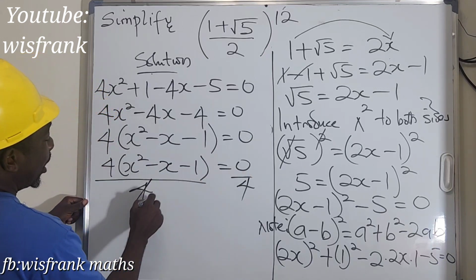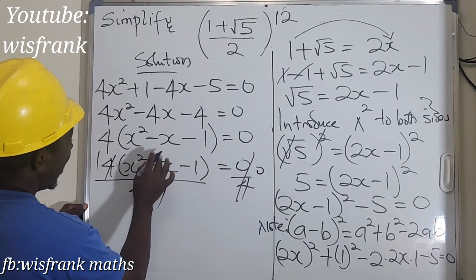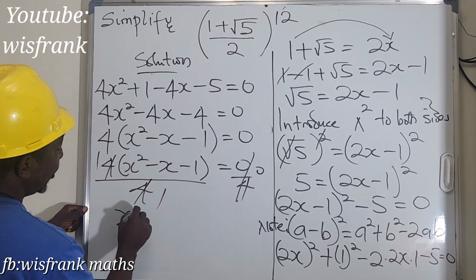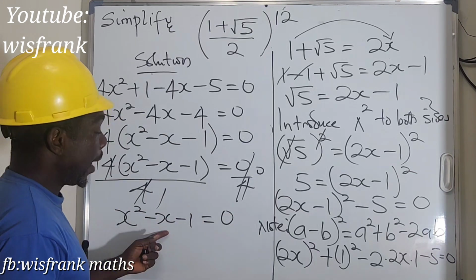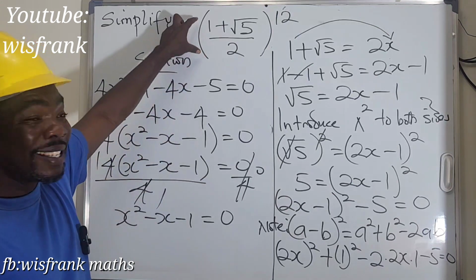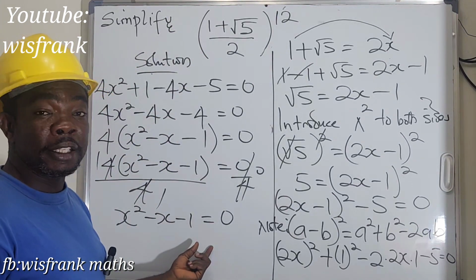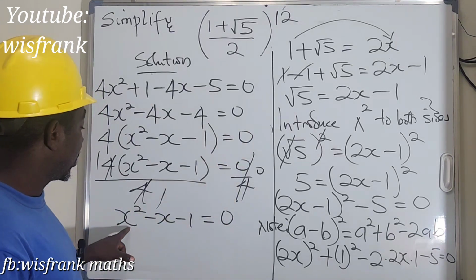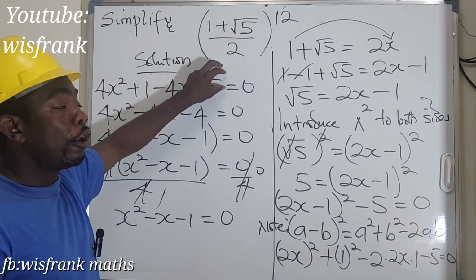We know that 4 will cancel here, 1, 4 will cancel here, 1, and here will become 0. So we have this as x to the power of 2 minus x minus 1 equals 0. In this case, because we are simplifying this, we are not looking for the value of x, because our value of x from equation 1 was x equals 1 plus root 5 all over 2.